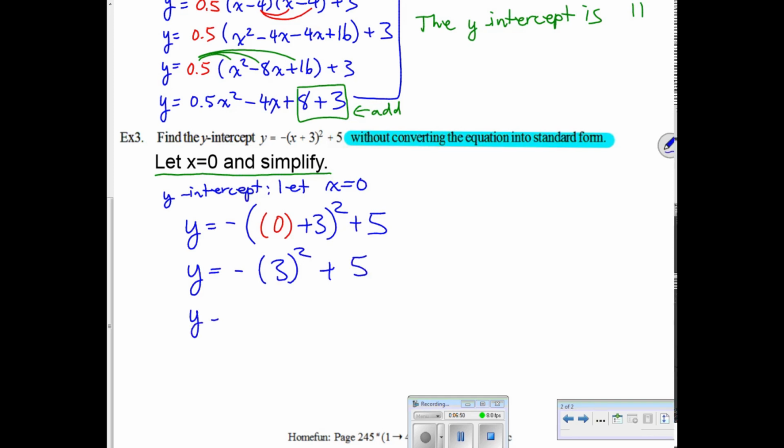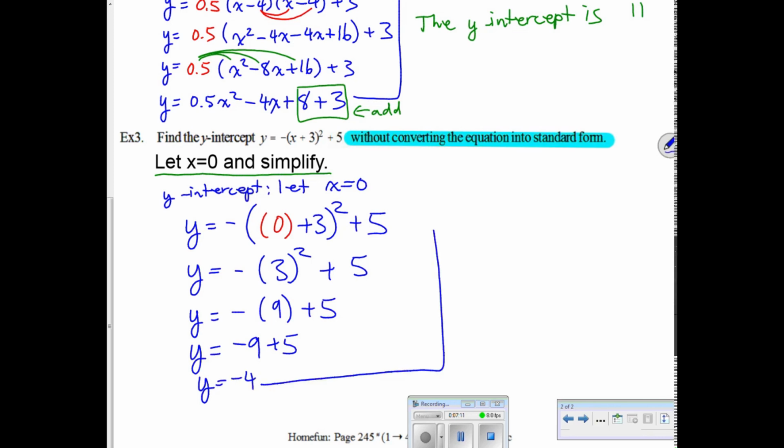So now, let's go again. Negative, and what is 3 squared? Isn't that just 9? Plus 5. But we still have our negative sitting in front, right? So, what is negative 9? Yes, it's just negative 9 plus 5. And now we just add, so now we end up with negative 4. So that tells us that the y-intercept is -4.